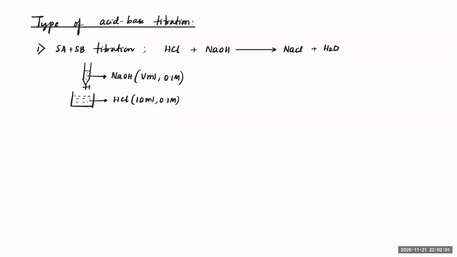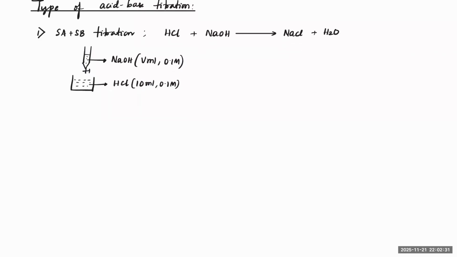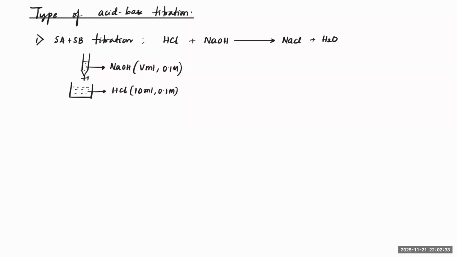Let us assume the titrand you are taking is HCl, and the titrant you are taking is NaOH. The volume of HCl which I am taking is 10 ml, with a concentration of 0.1 molar. NaOH is of 0.1 molar concentration, and V is the volume which you are adding over time. During the titration, you are adding that. Okay. For this situation, what do we do?